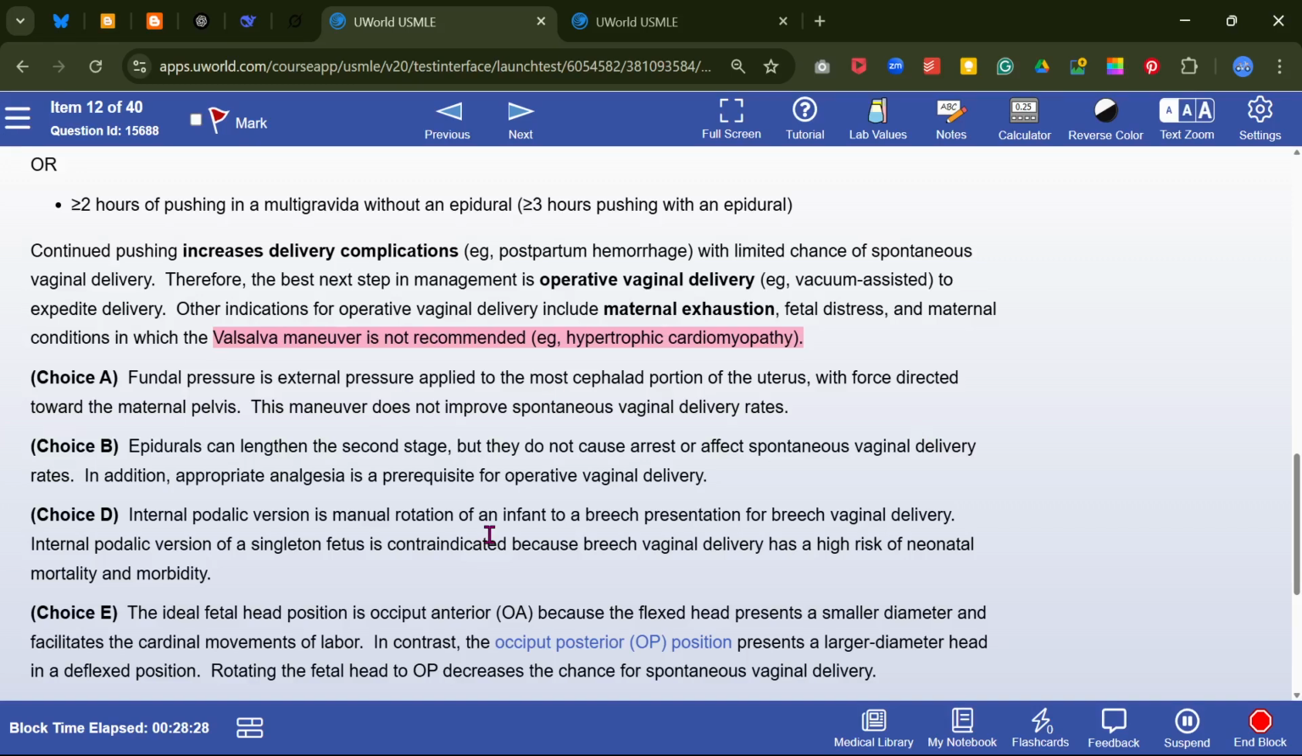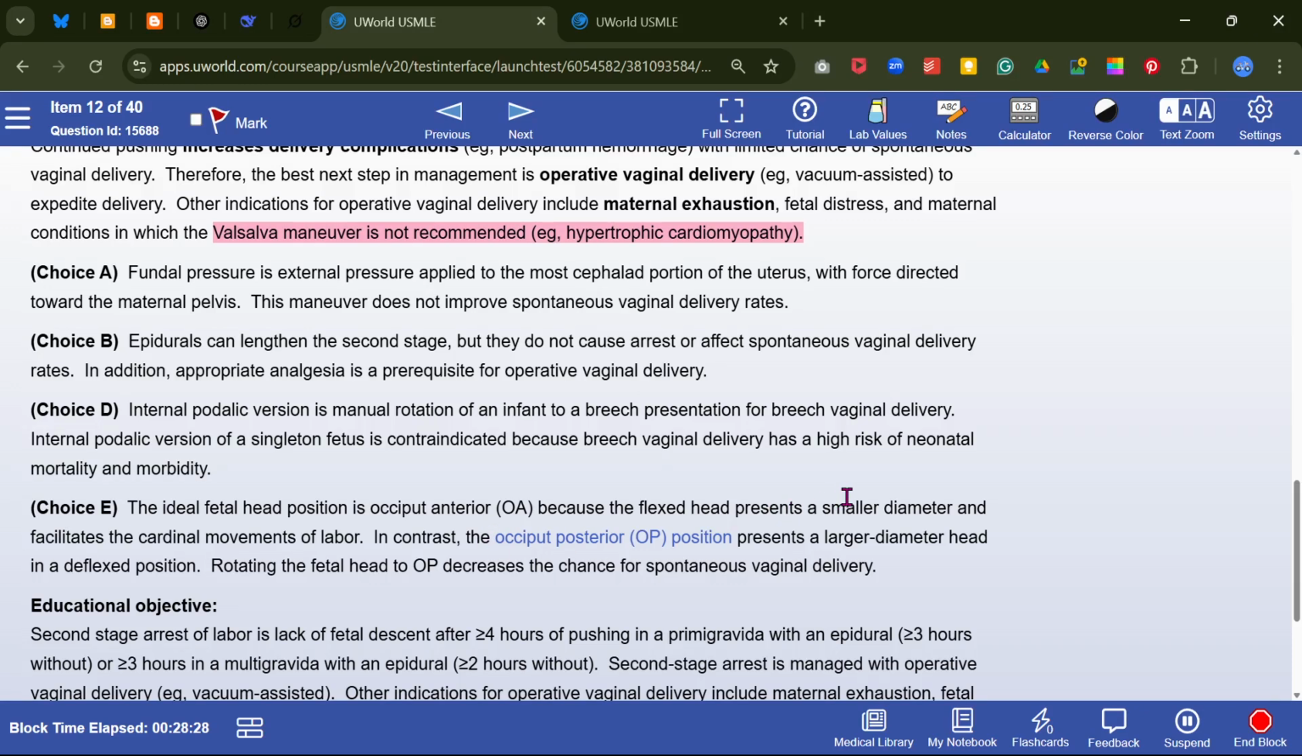Then D. Okay, the ideal fetal head position is occiput anterior, because the flexed head presents a smaller diameter and facilitates the cardinal movements of labor. In contrast, the occiput posterior position presents a larger diameter of the head in a deflexed position. Failure to rotate the fetal head from occiput posterior decreases the chance for spontaneous vaginal delivery.